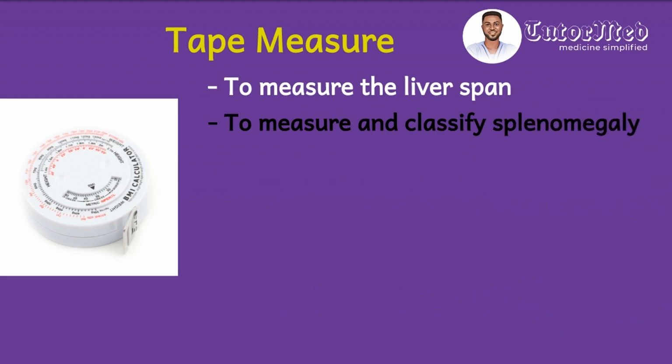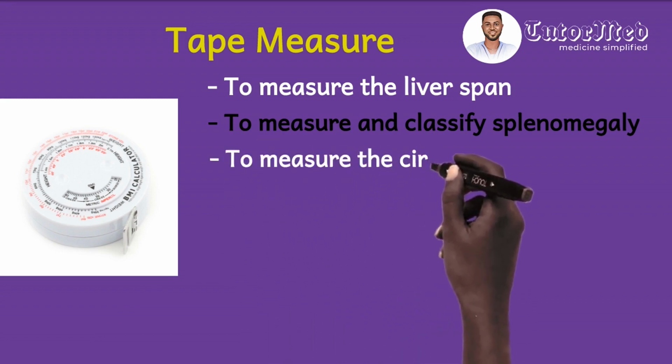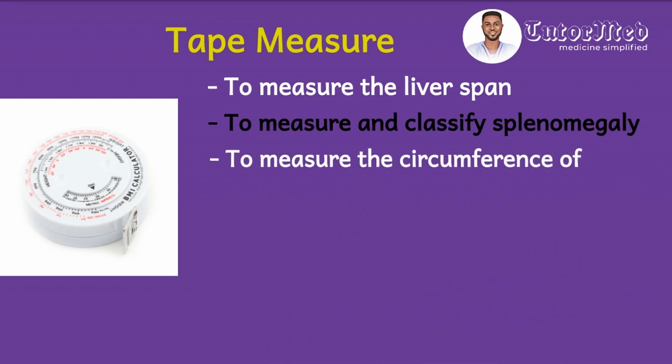If you are able to examine for the spleen and you feel the spleen below the left subcostal margin, then there is splenomegaly. Then the tape measure can be used to measure how low the spleen is from the left subcostal margin. And based on how low it is, the enlarged spleen can be classified into mild splenomegaly, moderate splenomegaly, and then massive splenomegaly.